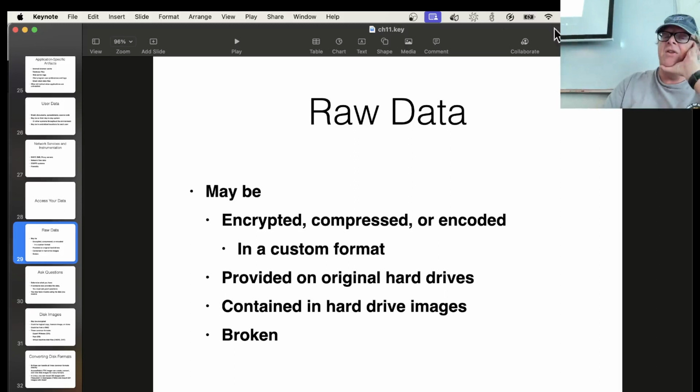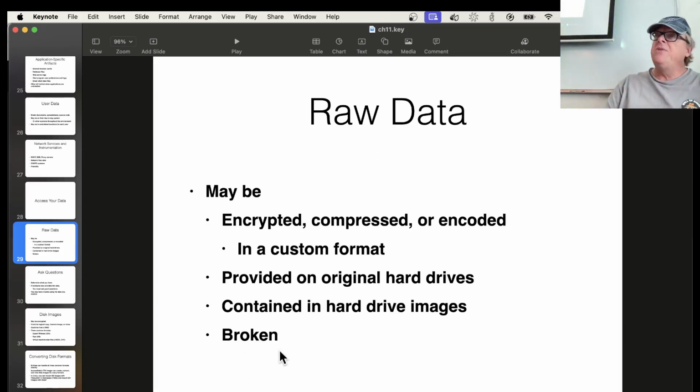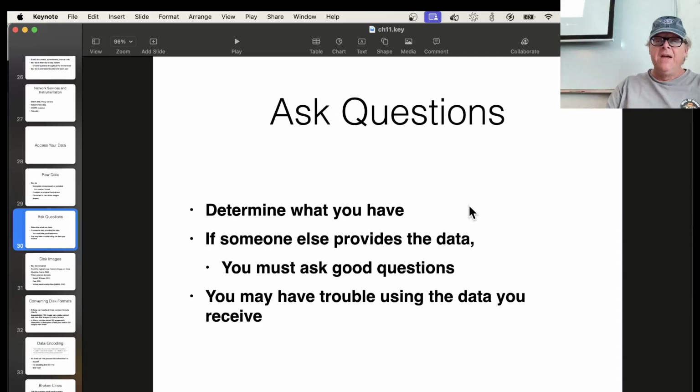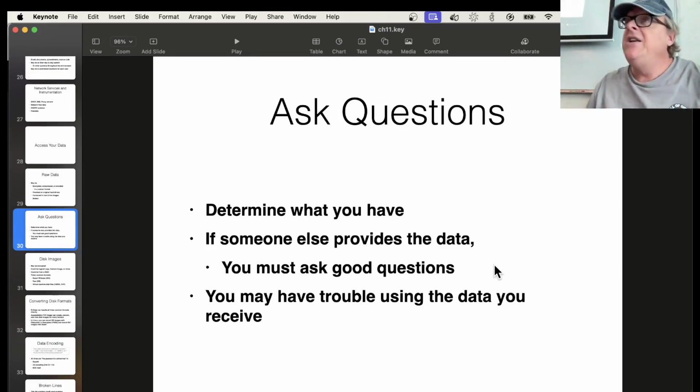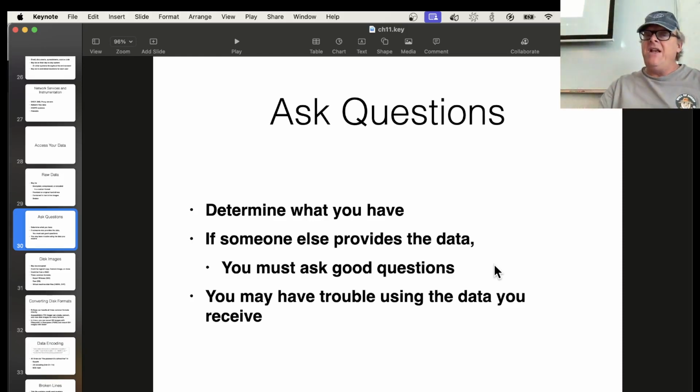So once you get your raw data, it's often in an unfriendly format, like encrypted or encoded, and you're going to have to turn it into some kind of standard format. And sometimes it's broken. Sometimes you have a broken file, an image with errors on it, and you want to cope with that. So determine what you have. If somebody else is handing you the data, you have to ask good questions to understand exactly what have you got here and what does it mean.